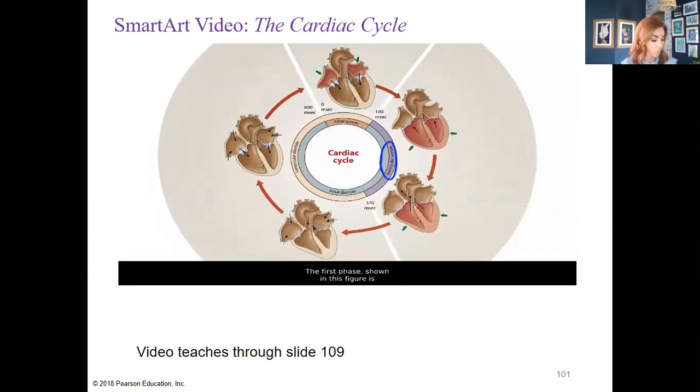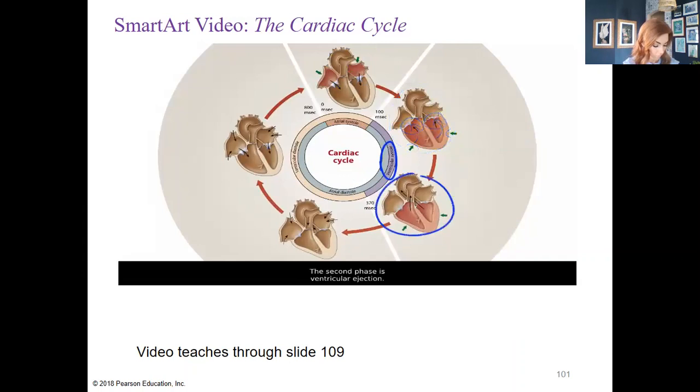The first phase, shown in this figure, is isovolumetric contraction. It is called isovolumetric because the volume of blood within the ventricles does not change. During this initial phase, ventricular contraction closes the atrioventricular or AV valves.